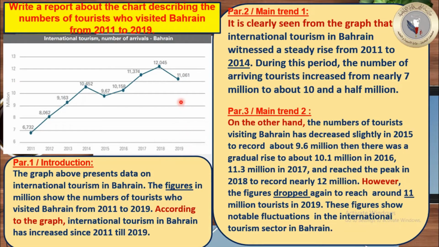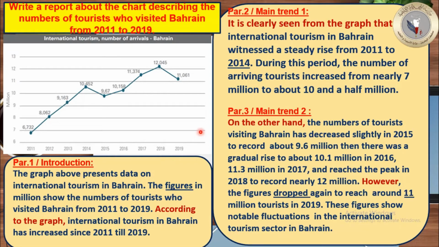2019. So look here, what do you notice from the line graph in front of you? You have ups and downs, ups and downs, ups and downs. We can call that fluctuations. Fluctuations means a change in the value, up and down. So these figures show notable fluctuations in the international tourism sector in Bahrain.